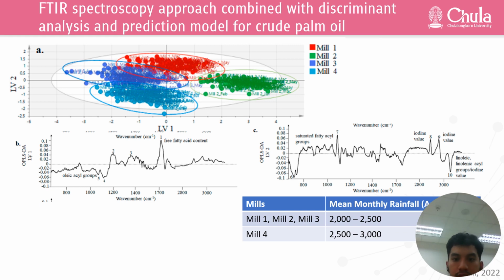The number 6 and 7 is the single bond CH2 cis, this substitute olefins and saturated fatty acid group.